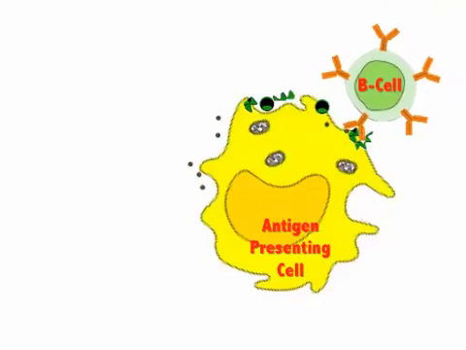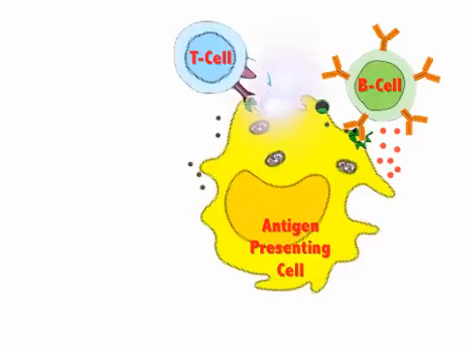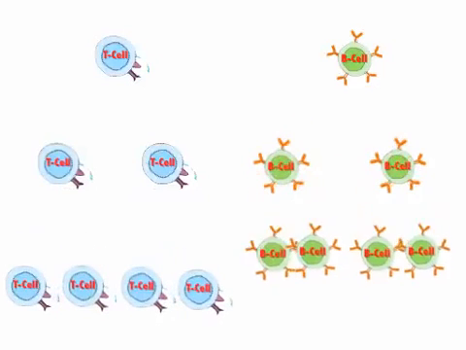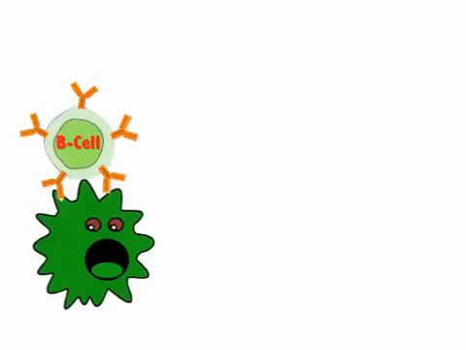B and T cells that specifically match the antigens presented will then come in contact with the antigen-presenting cell. The antigen-presenting cell activates these cells and gives them signals that tell them to divide. The newly created B cells, now that they are activated, will create antibodies.